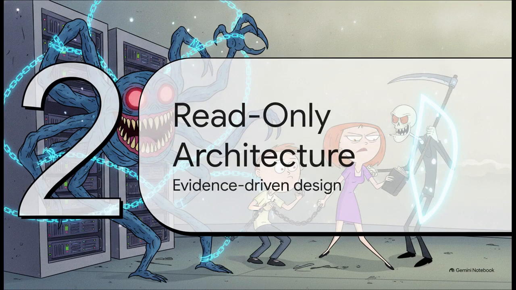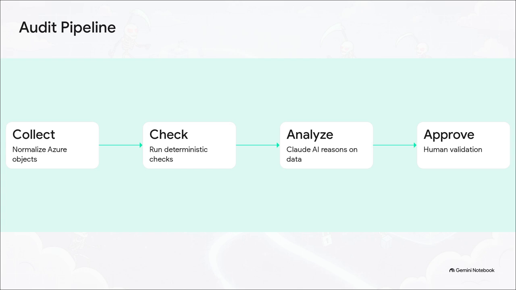All right, Section 2, the read-only audit architecture. Let's walk through our step-by-step pipeline journey. It starts with Step 1, collecting and normalizing the data. Then, Step 2, we run deterministic checks. Those are your hard, fast rules. Third, we bring in Claude AI for the complex analysis. And finally, Step 4, human approval. I really want you to remember this core mantra throughout our entire explainer today. Evidence first, AI second, human approval always.